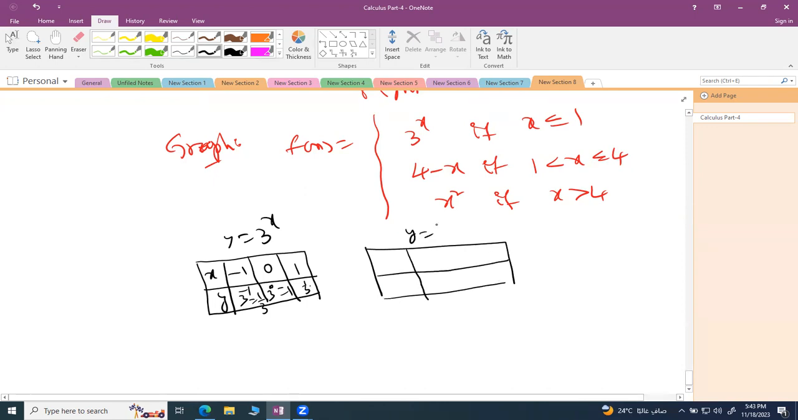For y equal to 4 minus x, it is a straight line. We choose three values, x value between 1 and 4. We choose 2, 3, 4. If 2, 4 minus 2, 2. If 3, it is 1. If 4, 4 minus 4, 0.